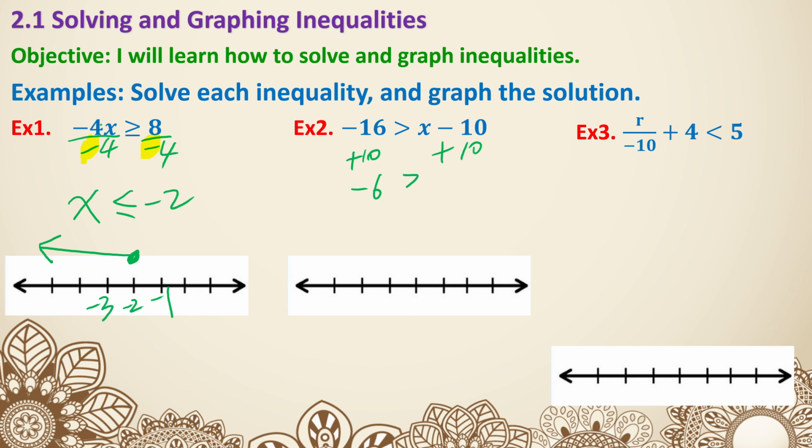Example 2, adding 10 on both sides. So we got -6 is greater than x, but our x is on the right side, so we're going to move it to the left side. x and -6 on the right side, but we do need to flip the sign. So x is less than -6.